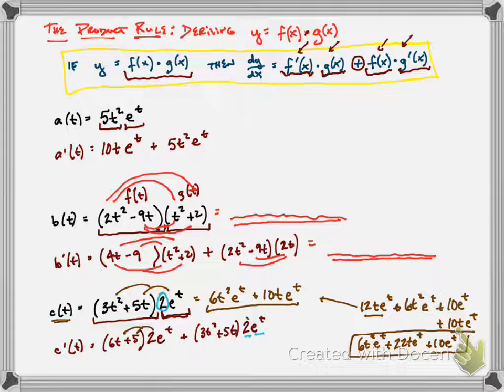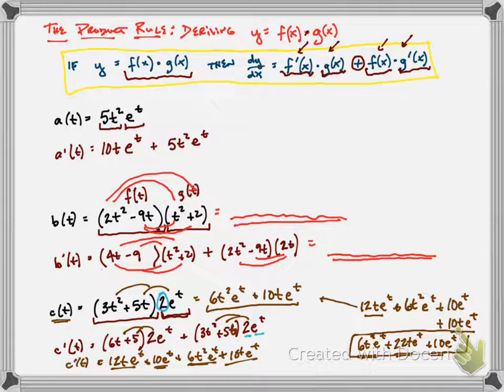Okay, so let's distribute that. So again, this is c prime of t. I'm just expanding this. So 12t e to the t plus 10 e to the t plus, distribute my 2 here, I get 6t squared e to the t plus, that's a 5t, not a 56, so plus 10t e to the t. And if you take a look, there's your 12t e to the t, 10t e to the t for 22t e to the t. There's my 6t squared e to the t. And there's my 10 e to the t. So they match is my point.